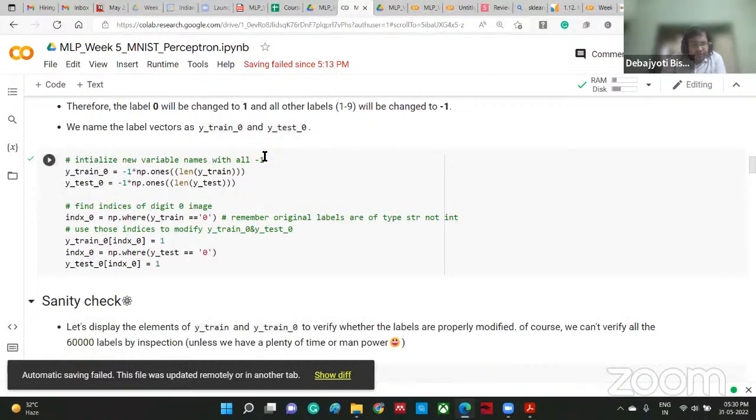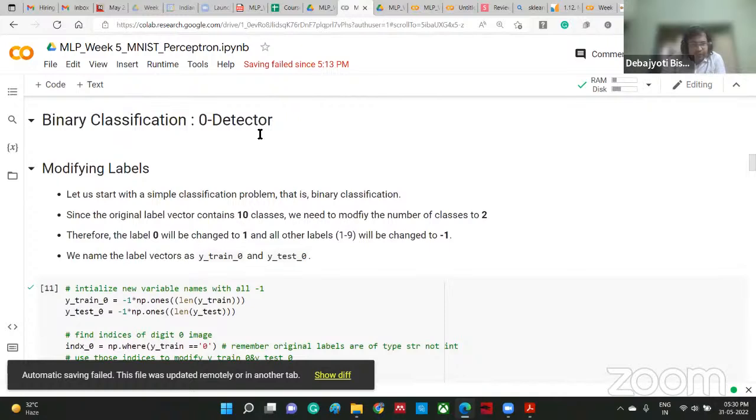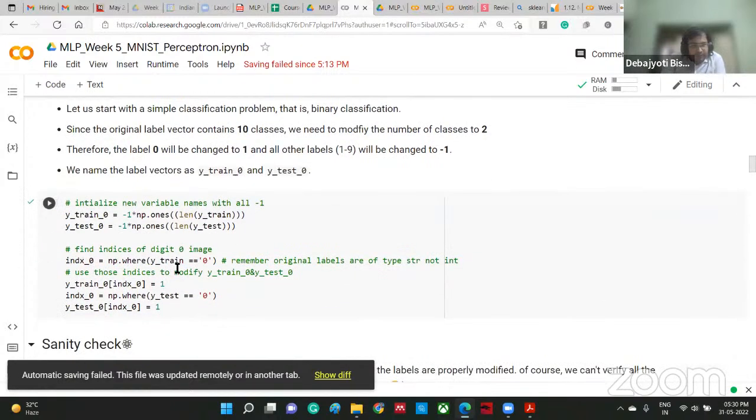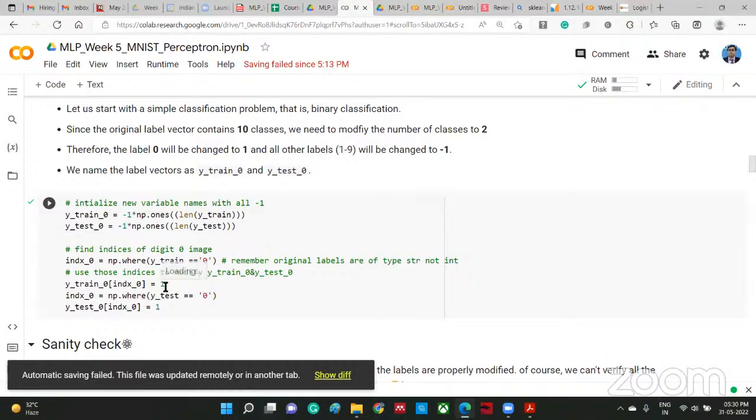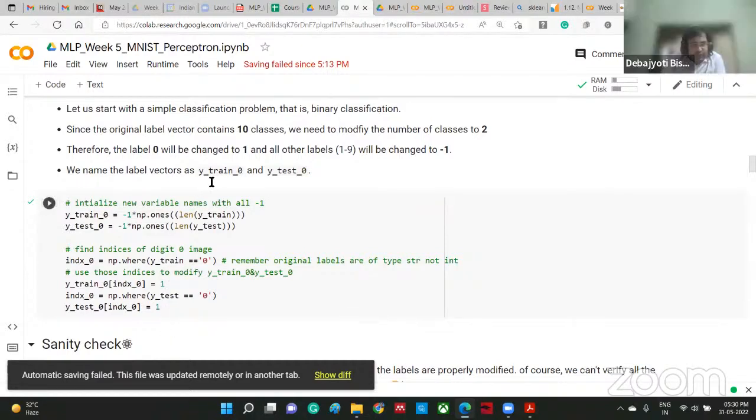So what we are doing here is just modifying the labels. We are doing a simple binary classification of two classes. Label 0 is changed to 1 only. So y train 0 at those indices will be 1 if the digit equals 0, and otherwise it will be -1 only.